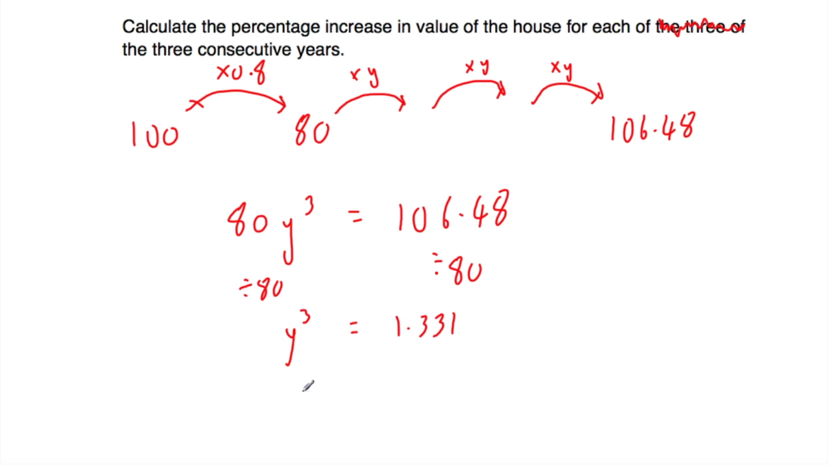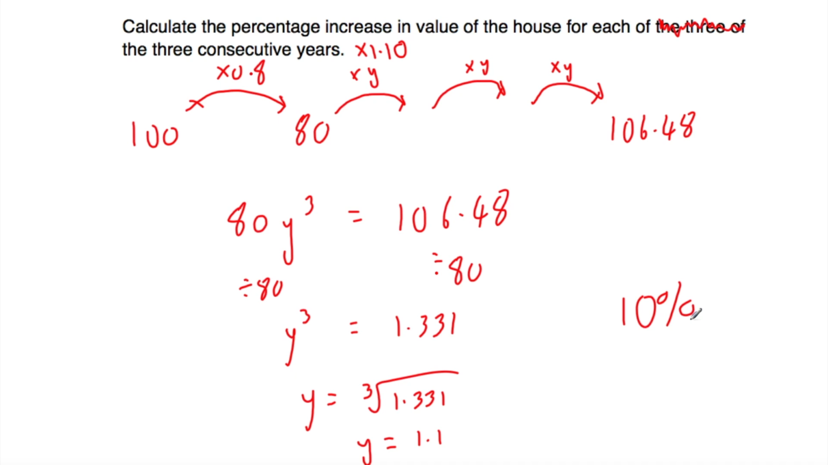We don't want the cube, so we need to cube root. That means y would be equal to the cube root of 1.331, just getting rid of the cubed by taking the cube root of both sides. If we work out the cube root of this, that's equal to 1.1. So it means the multiplier is 1.1, or 1.10. So if we multiply something by 1.10, we're increasing by 10%. So for each of those years, the value of the house goes up by 10%.